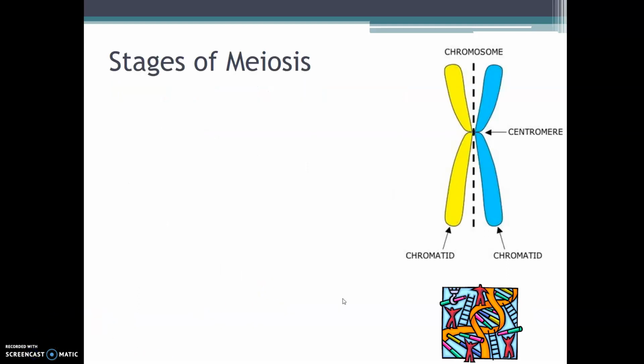And here are the stages of meiosis. So remember, this whole thing is called a chromosome, and each one of these is a chromatid. So the blue part is one chromatid, and the yellow part is one chromatid, and there's a centromere in the center. The whole thing is called a chromosome.